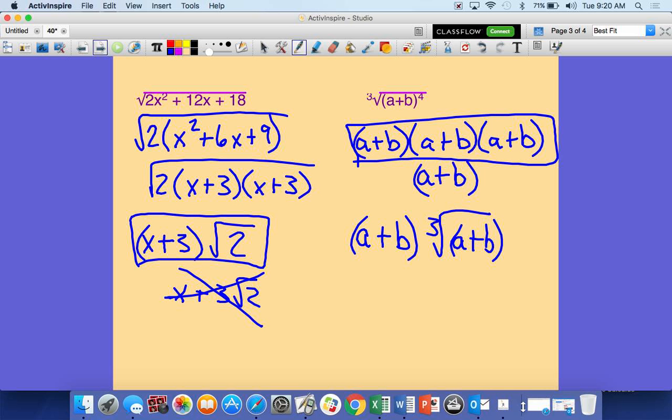Alright, have to put the parentheses around those just to make sure it's read properly. But here, that's what you're doing. You're doing the same concept. If you're looking for a cubed root, you gotta have 3 of the same to be able to pull one out.